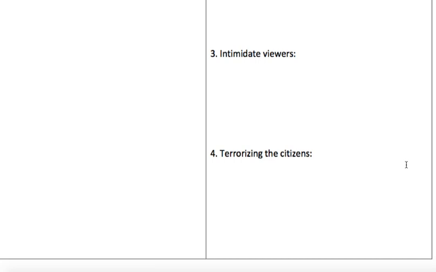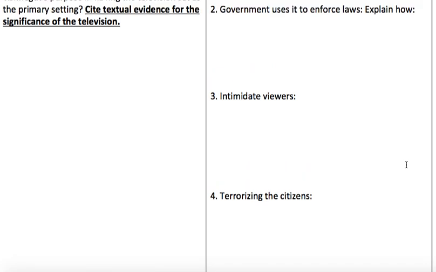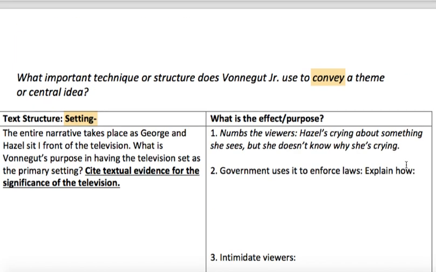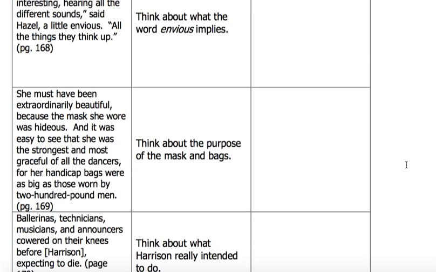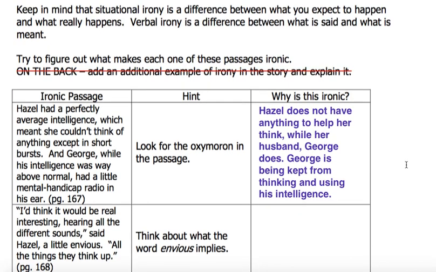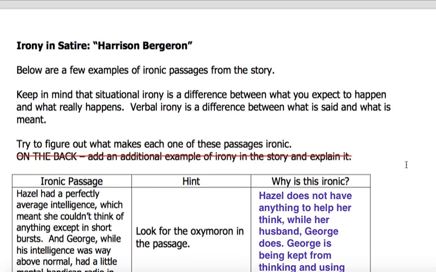And then you have an extended response where you're going to hopefully be able to refer back to this to help you answer the extended response. What is it that our author, Vonnegut Jr., is poking fun at? What idea? And what is it that he's trying to say about it? Is he in agreement? Or is he trying to express his disagreement about something in society?